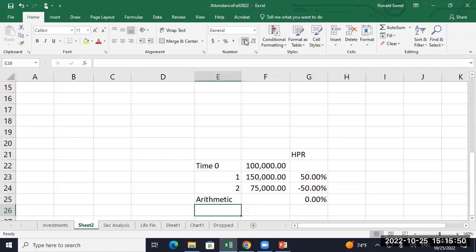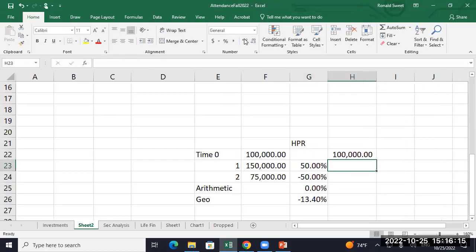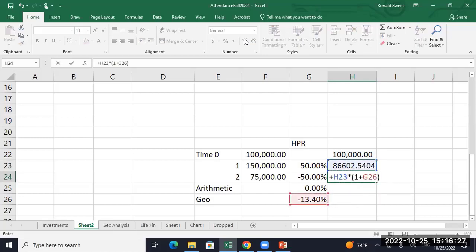Let's do the geometric. So here we take 1 plus 0.5 times 1 plus negative 0.5, raise it to the 1 divided by 2, minus 1. He lost on average 13.4%. Would he buy that number? That may make sense. What does that 13.4 tell you? What it's saying, if you start with 100,000 and you lose exactly 13.4, and then the next month you lose exactly 13.4, what do you think you're going to end up with? Exactly 75.